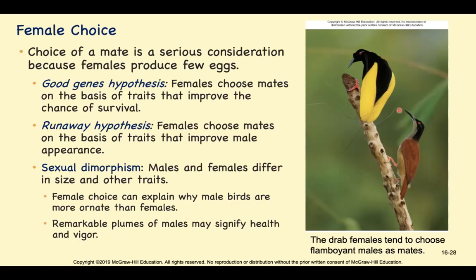Ornate dia reti berhias lagi. Maksudnya colour dia lagi bright compared to the female. So and the remarkable plumes, the feathers of the male may signify health and vigor. Okay. Contoh, okay, so dia punya colour macam cantik macam ni, so males pun attracted to dia. So this is one contoh of natural selection. Okay.